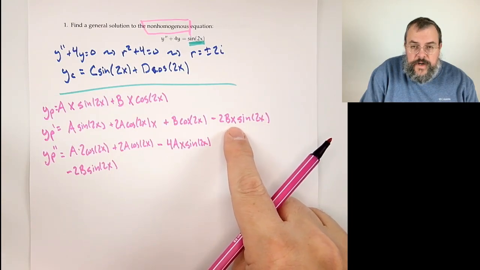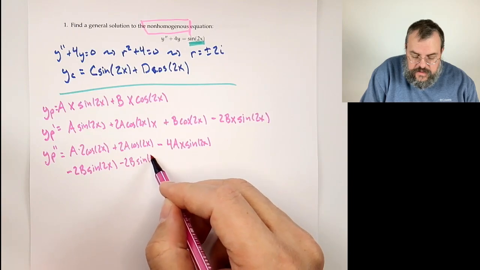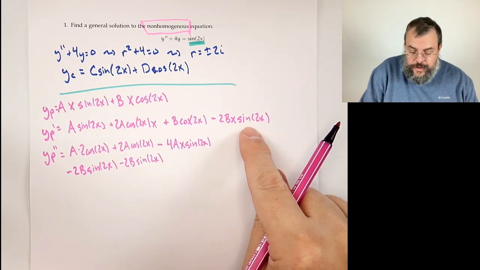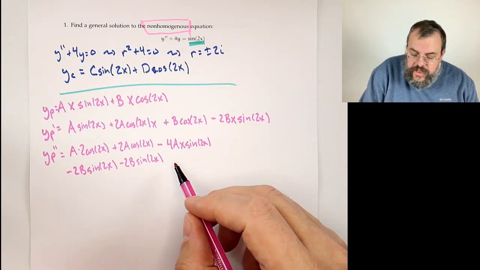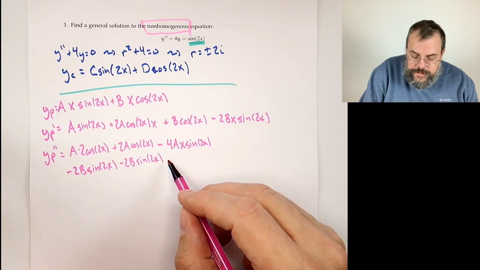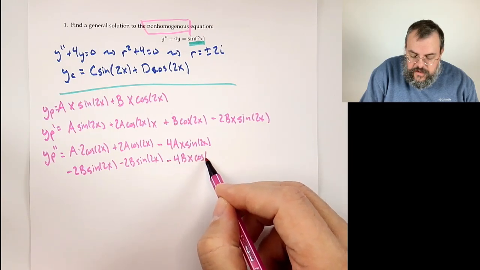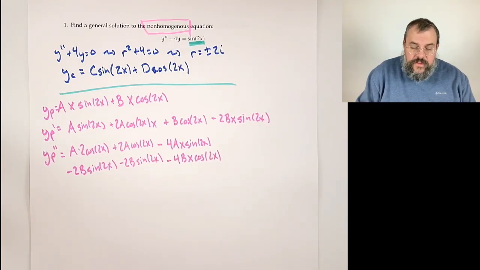Then take here, product rule, derivative of the first, minus 2b sine 2x. And derivative of the second will give us a 2 coming out. And so we will get minus 4bx cosine 2x. Okay. Now, that was the hard part.